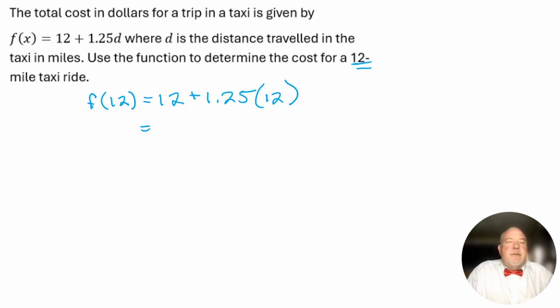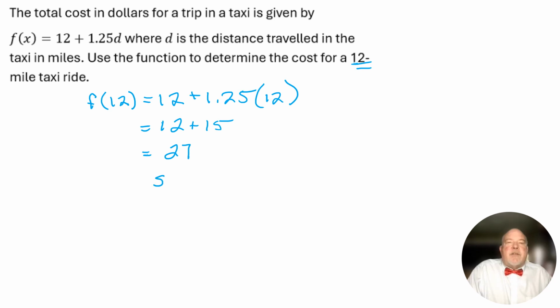And I forgot to get my calculator. So let's see, 0.25 times 12 would be 3, and so that would be equal to 15. So then I have 12 plus 15, and so that's 27. And that's your final answer.